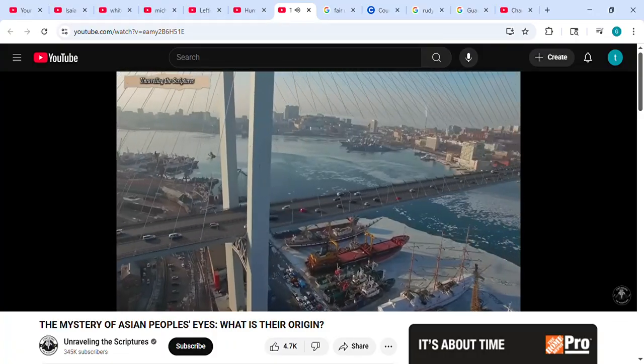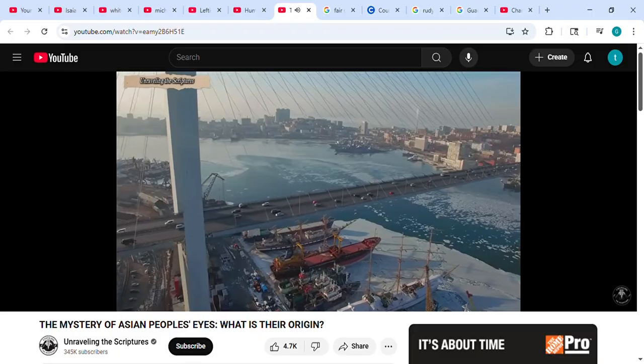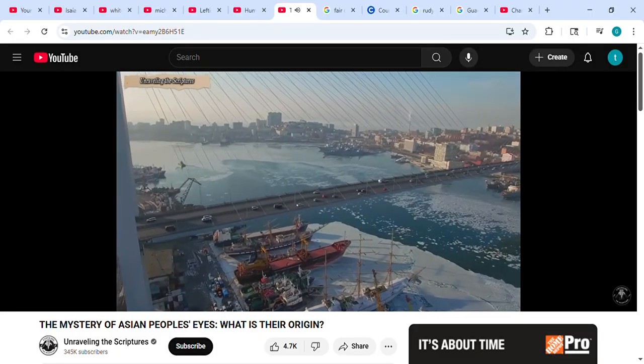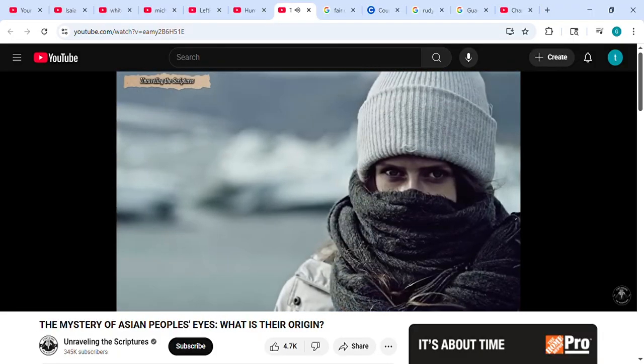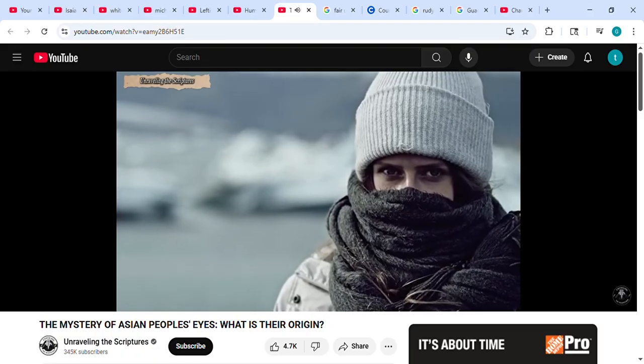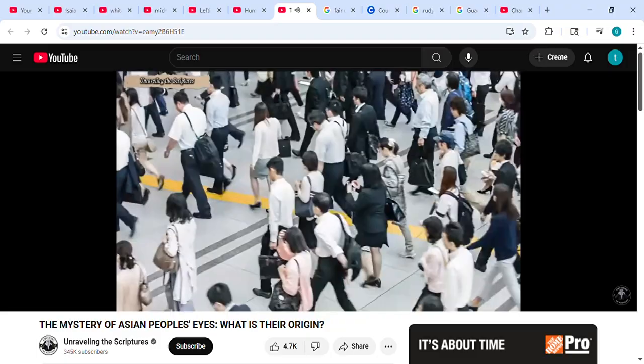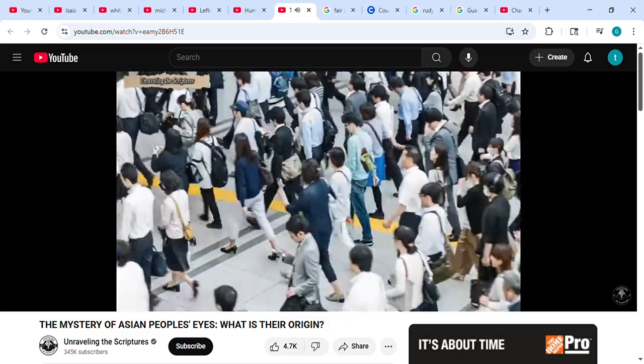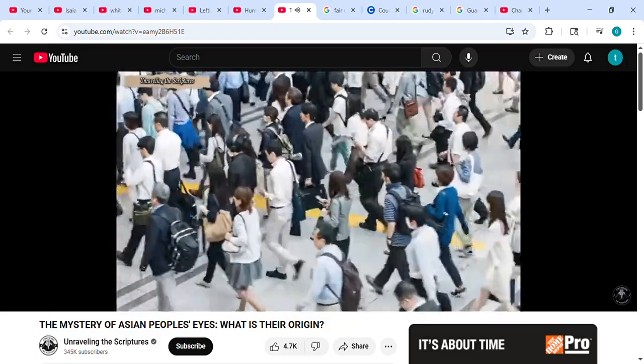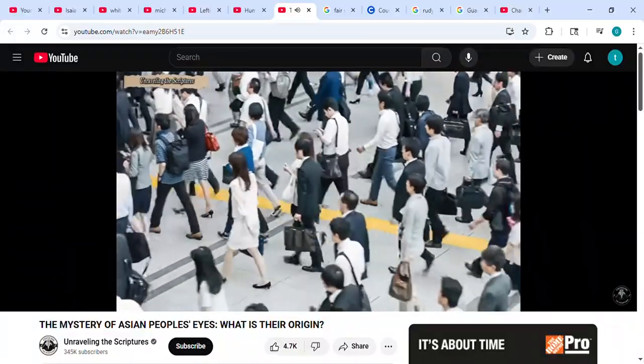After all, many other populations, such as Europeans from cold regions, according to evolutionary theory, should also have developed this physical trait as an adaptation to the cold, but did not. This raises questions about the evolutionary explanation, which struggles to justify why only certain groups exhibit this characteristic.